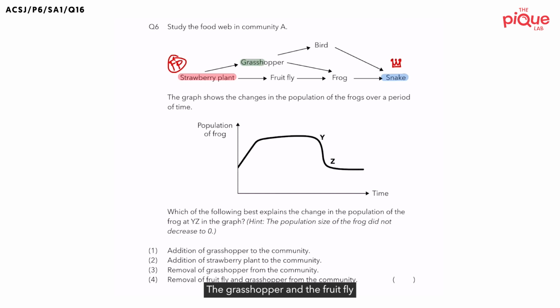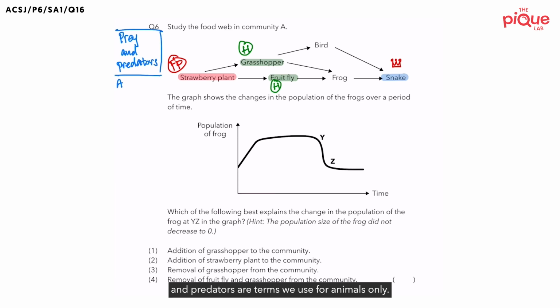The grasshopper and the fruit fly both feed on the food producer, so what do we call them? They are plant eaters, so we call them herbivores. Now, can we call the herbivores predators of the strawberry plant? No, we do not call them predators because prey and predators are terms we use for animals only.